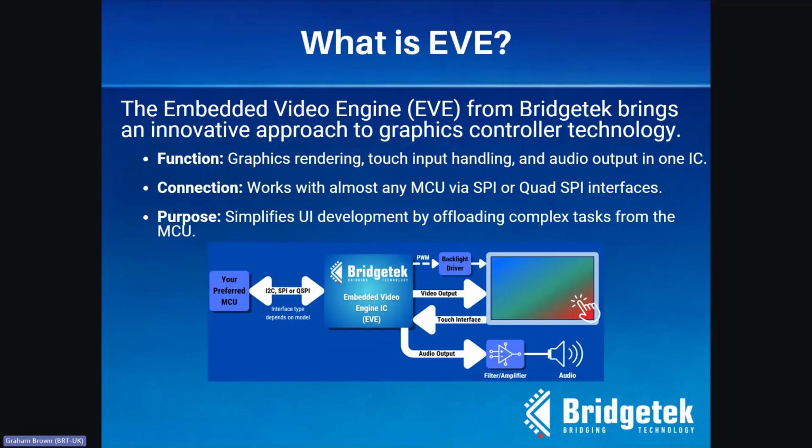EVE is our embedded video engine, and this is an object-oriented graphics accelerator IC, which you can issue commands over I2C, SPI, or Quad SPI, depending on the version of EVE that you're using. These commands then will generate and render a screen via the video output on the Bridgetek EVE IC.